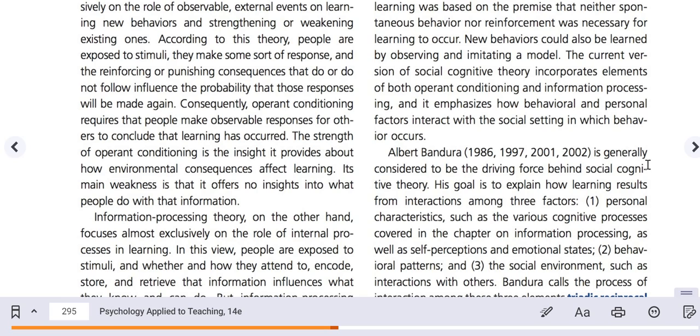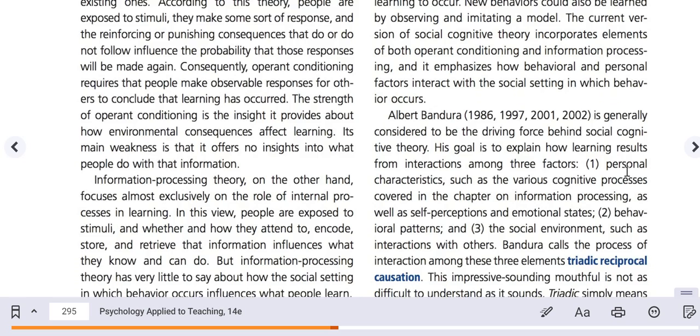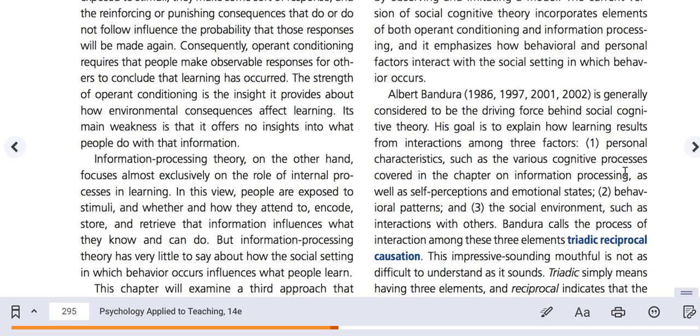His goal is to explain how learning results from interactions among three factors: personal characteristics, such as the various cognitive processes covered in the chapter on information processing, as well as self-perceptions and emotional states, behavioral patterns, and the social environment, such as interactions with others. Bandura calls the process of interaction among these three elements triadic reciprocal causation. This impressive-sounding mouthful is not as difficult to understand as it sounds.